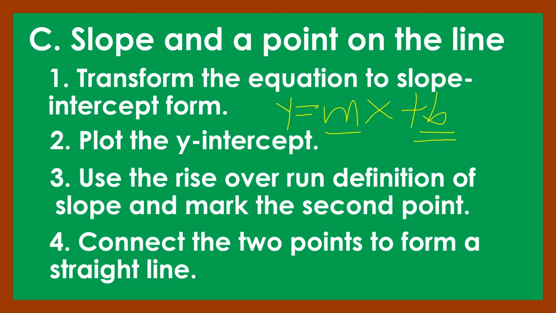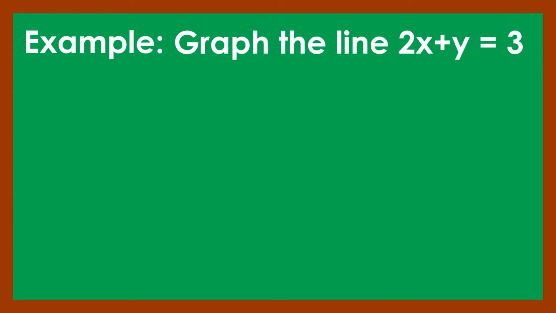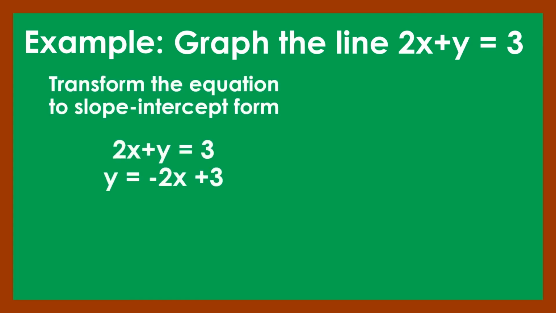So para mas maliwanag, I have here our first example. Suppose we're going to graph the line 2x plus y is equal to 3. So since nakasulat siya in standard form, kailangan muna natin siyang i-transform into slope-intercept form, which is y is equal to mx plus b. So we're going to bring down y and transpose natin si positive 2y sa right side, kaya naging negative 2x na siya. And bring down 3. So it follows na yung slope natin is negative 2 at yung y-intercept naman natin is 3.